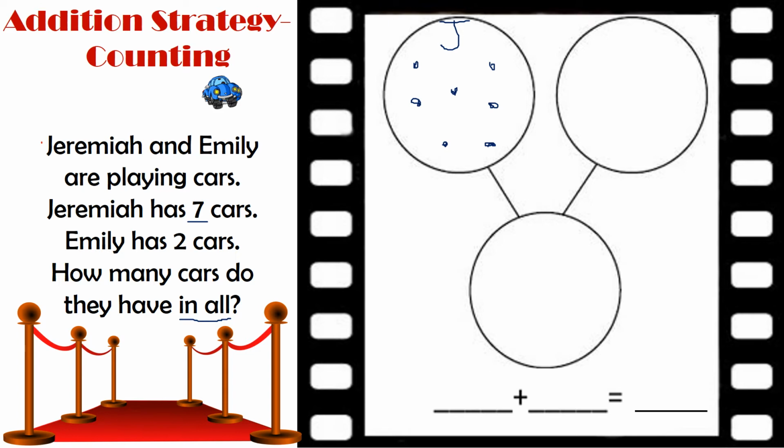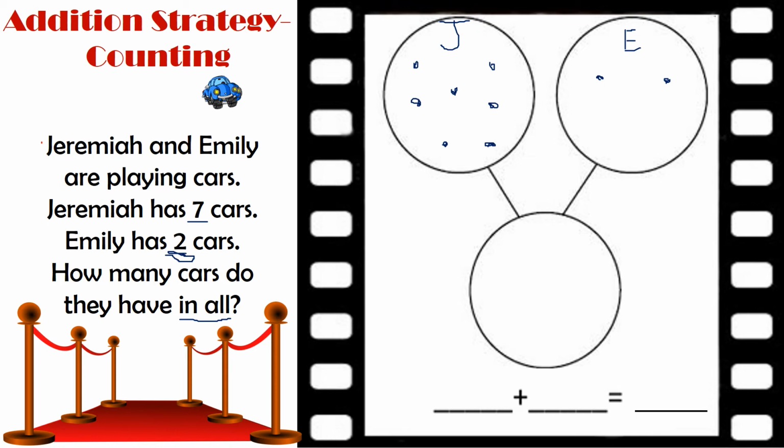Continuing with our word problem, we see that Emily has 2 cars. Let's put an E for Emily. And we need to draw 2 cars. We have our part for Jeremiah. We have our part for Emily. Now for our whole part at the bottom, we want to see how many cars they have in all. So we're going to count from our parts and see how many we need to put in our whole.